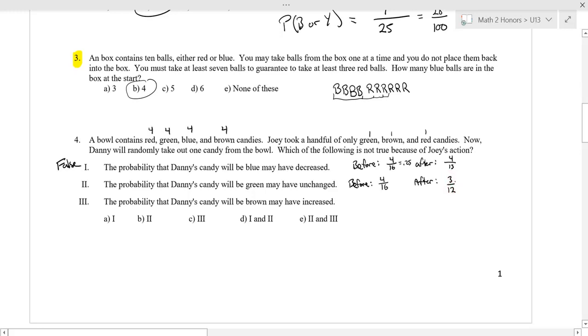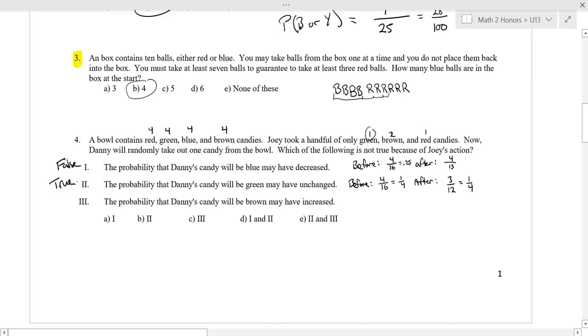Here's how. If we took one green, then there would be 3 greens left, and there were 16, so let's take 2 brown instead of 1, and let's take 1 red candy. So we take 1 green, 2 brown, 1 red, and so now it's only out of 12 left over, and so we get a probability of 3 out of 12. So 4 out of 16 reduces to 1/4. 3 out of 12 reduces to 1 out of 4. And so the probability that Danny's candy will be green may not have changed. That could be true.